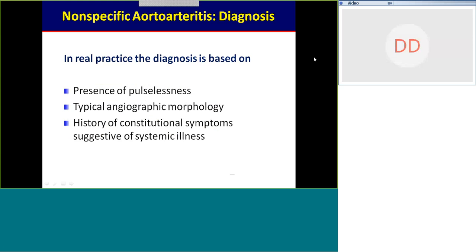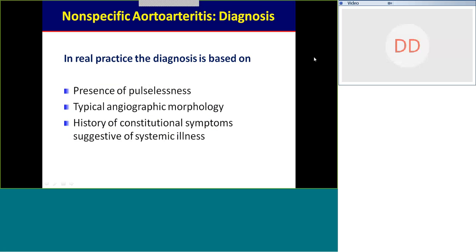So in real practice, how do we diagnose? We diagnose based on clinical examination, that if you have somebody who is relatively young and has absence of pulses, has hypertension, then we need to think about aortoarteritis. Of course, the angiographic morphology is quite typical, as I told you, and I'll show you some more examples.